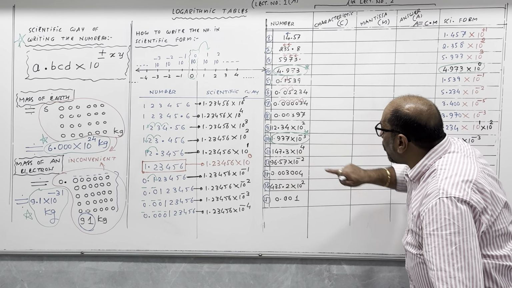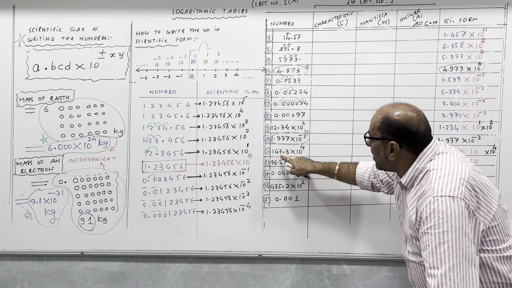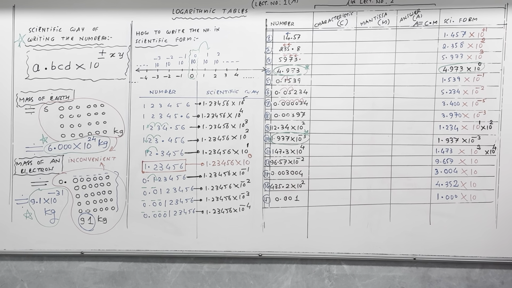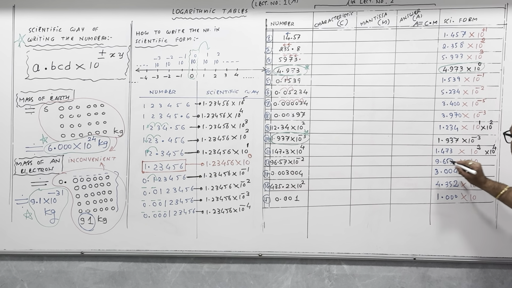147.3 into 10 raised to 4. The 10 raised to 4 is already here. 147.3, you are writing this as 1.473 into 10 raised to plus 2. So what is your overall answer? 1.473 into 10 raised to plus 6. Next one, 96.57 can be written as 9.657 into 10 raised to plus 1, into 10 raised to minus 2 already there. So 10 raised to plus 1 into 10 raised to minus 2 is 10 raised to minus 1.